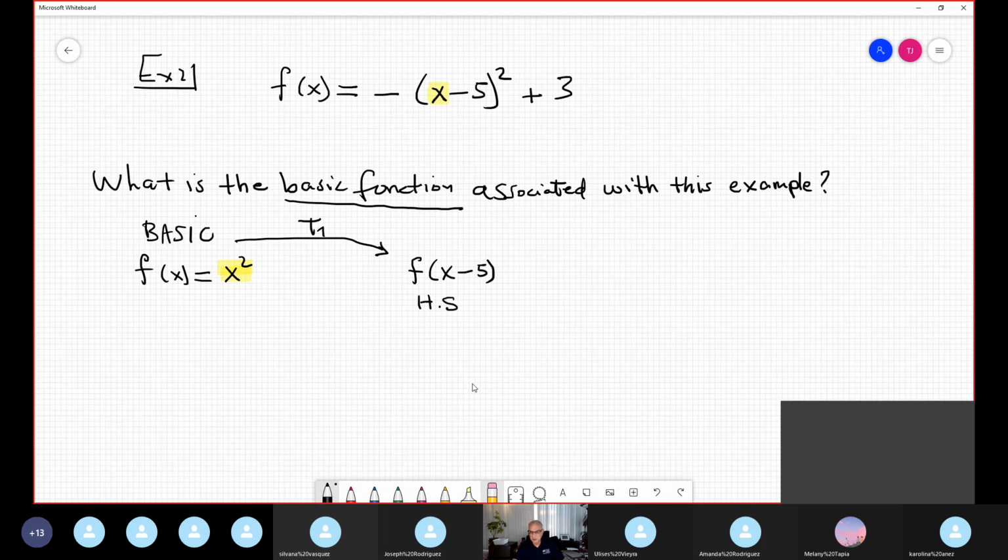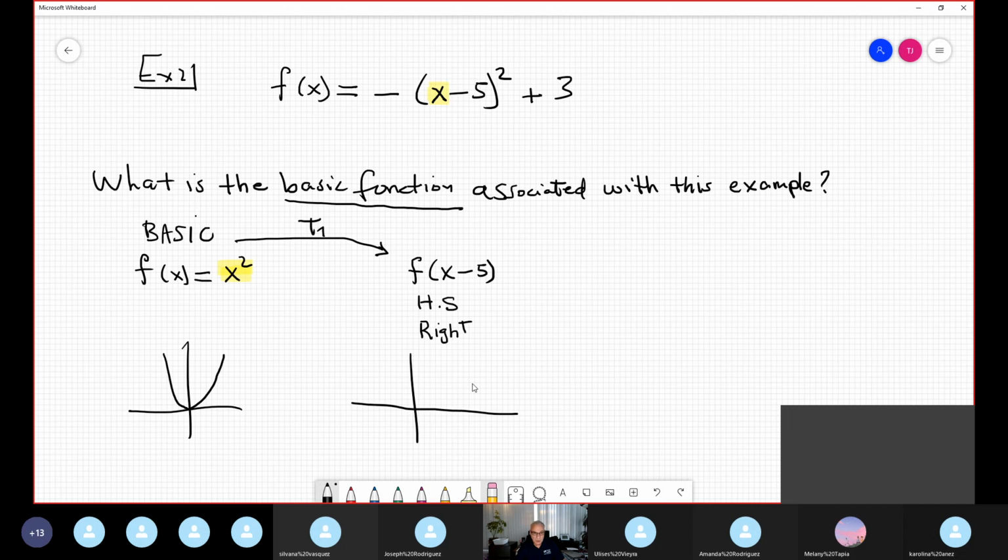HT. What does HT mean? Horizontal transformation. But in what direction? Right. Very well. How do you know it's right? Because it's negative 5. When it's negative, it's right. So basically, look at that. This is my parabola. You know that the basic quadratic function looks like that, and the vertex is not at 0,0. It's at 5,0. Same shape, but we move 5 units to the right.